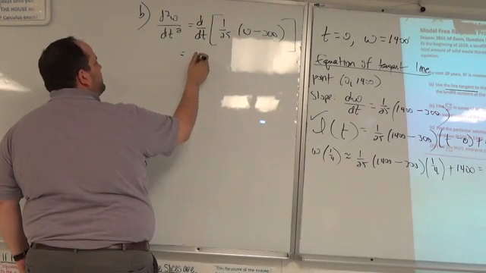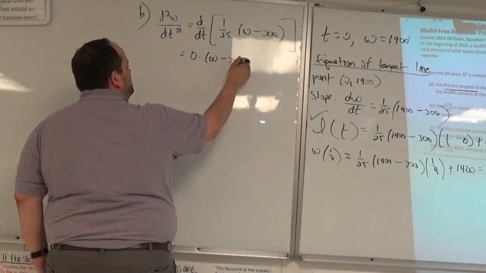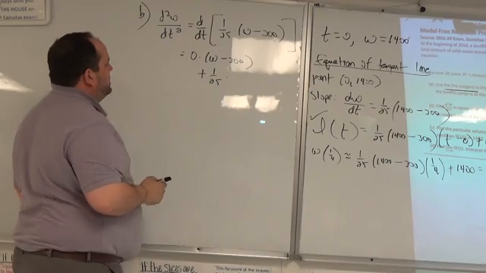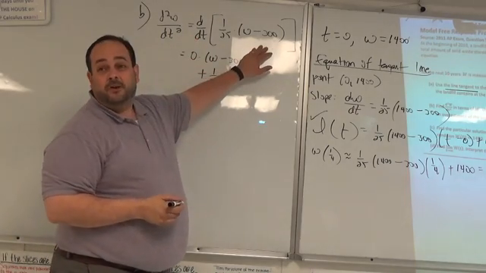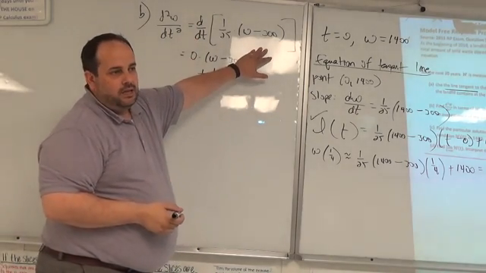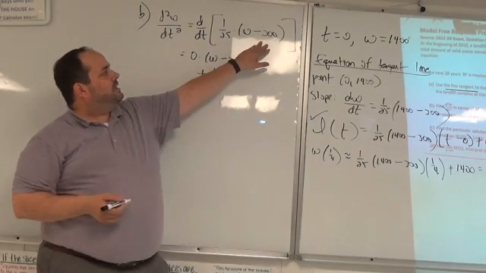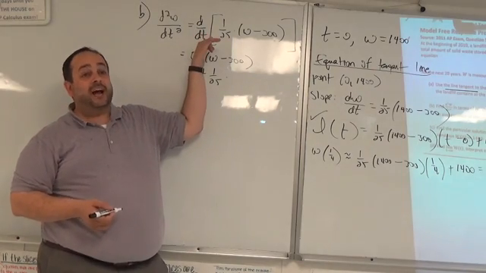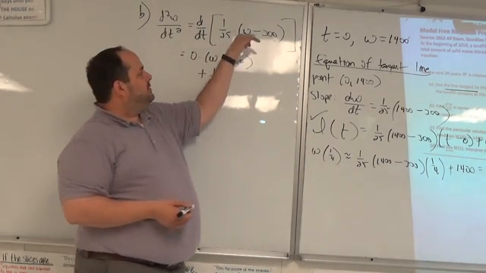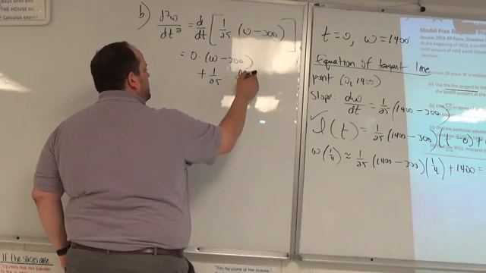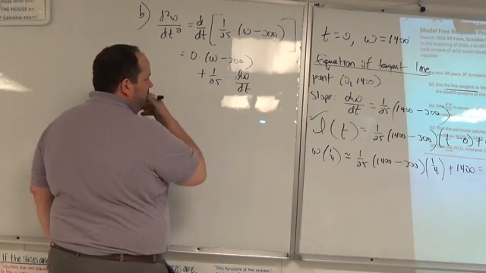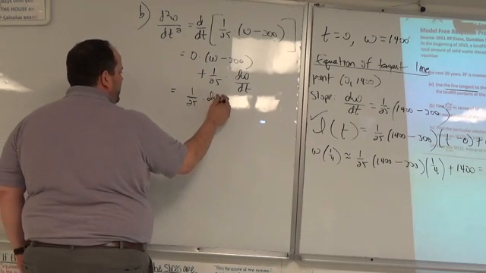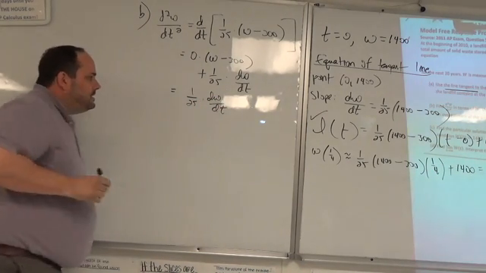Derivative of 1 over 25, 0, times w minus 300, plus 1 over 25 times... here's where we need to be careful. The derivative of w minus 300. If w is the variable that I have, and I'm comparing it to how t is changing, the derivative of w with respect to t is dw dt. So we've got 1 over 25 dw dt.